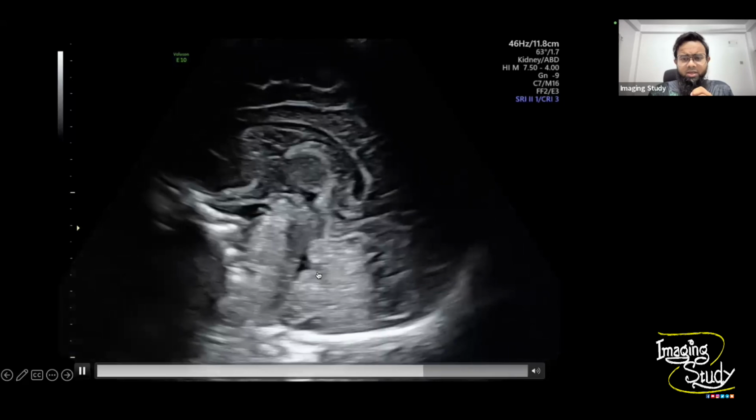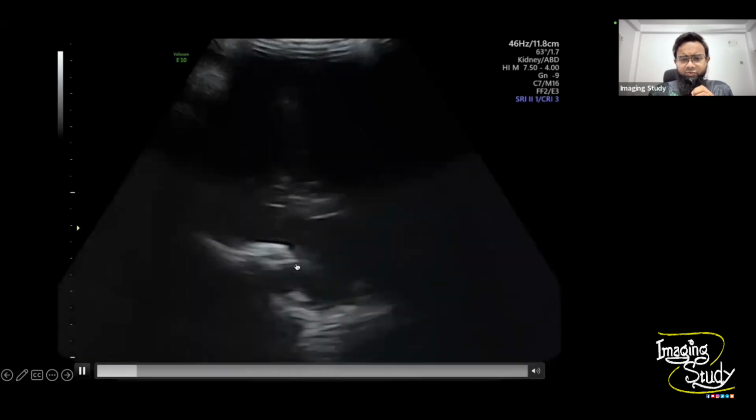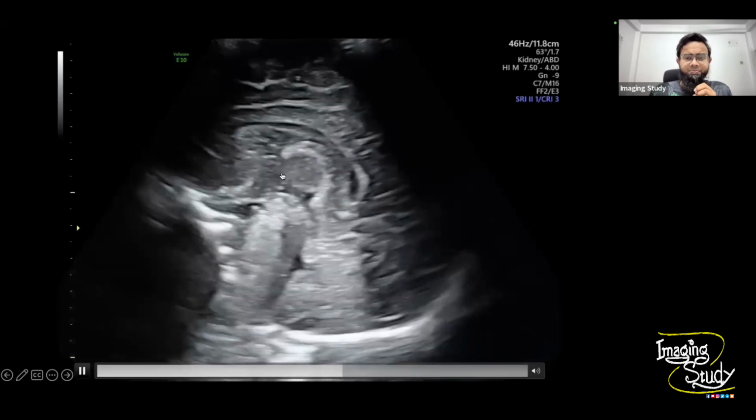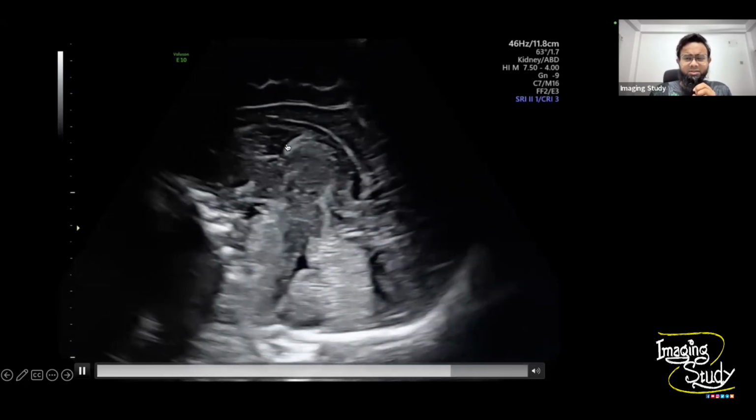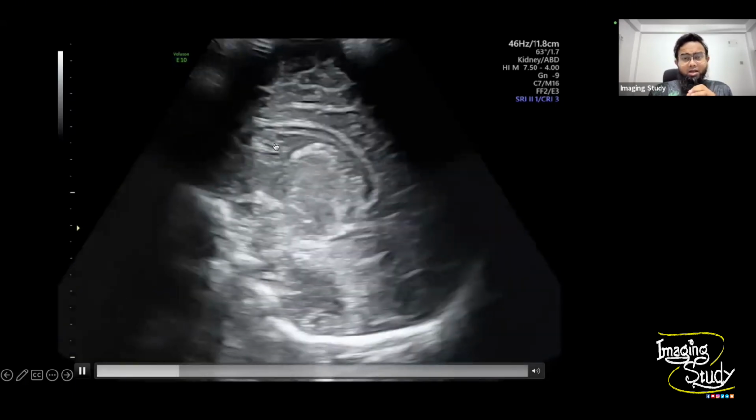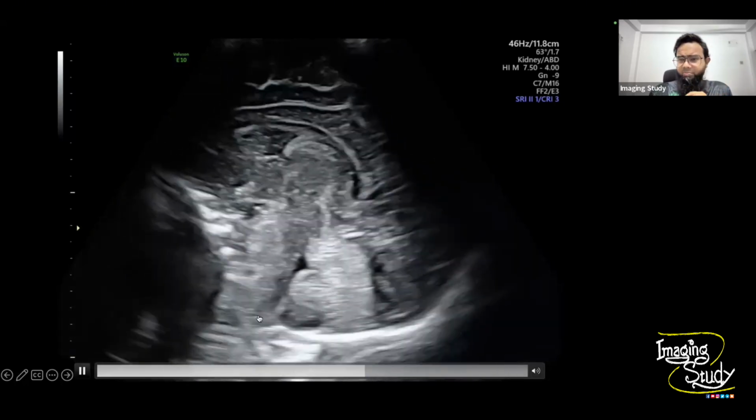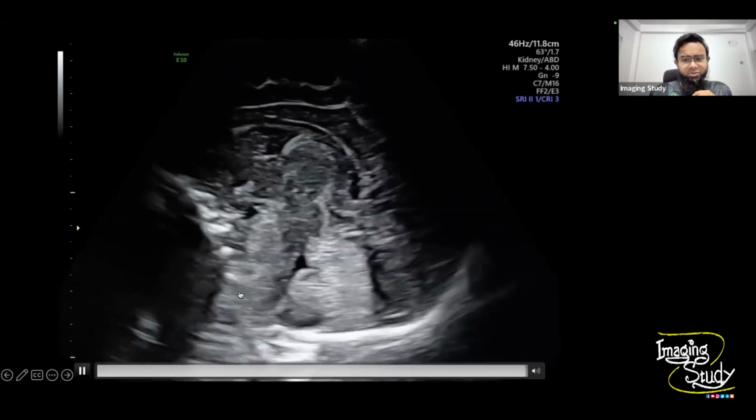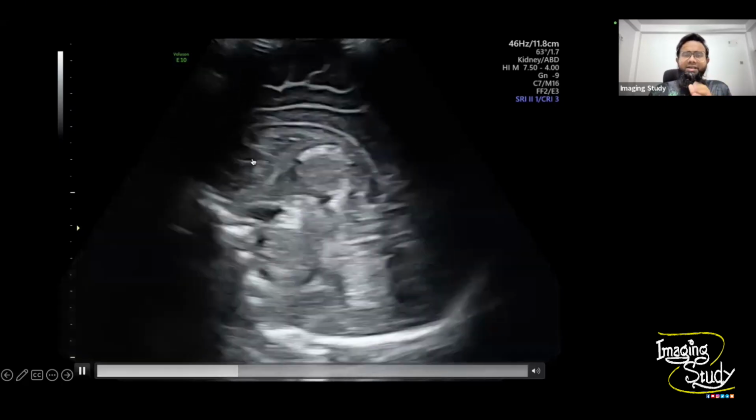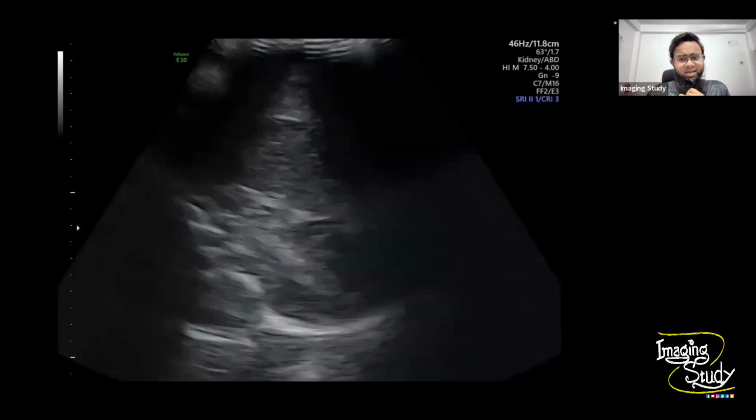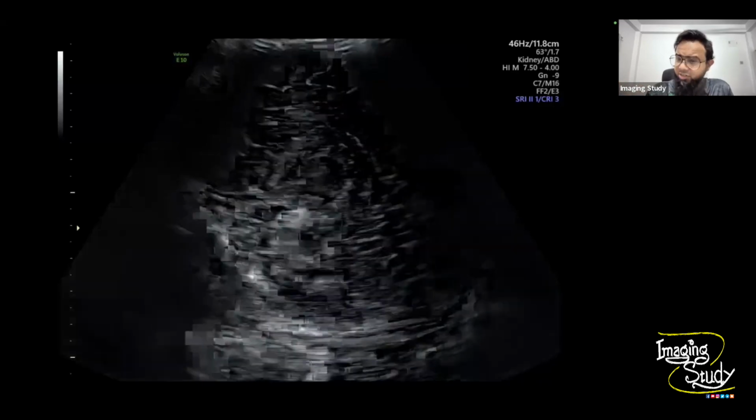This is the cerebellum. Anterior to the cerebellum, you can see the fourth ventricle. This is the third ventricular region. This is the cavum septum, whatever you say. And this is the midbrain, pons, medullary region, brainstem region. So overall, the brain looks quite normal. I have no complaint about that. So I was a little bit happy, and I think it should be normal.